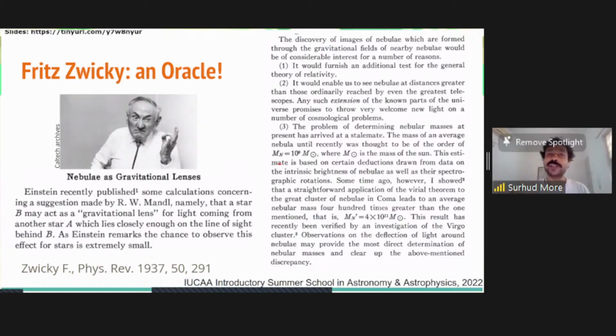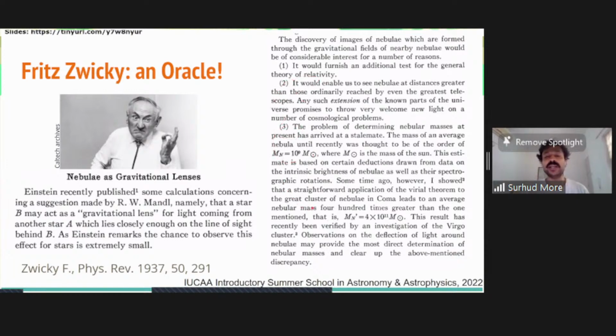He was really an oracle or a visionary of sorts, because many of the things that he listed are things that we do right now. So he said it would furnish an additional test of the general theory of relativity, that is being done currently. He said it would also enable us to see galaxies which are very far away, which your ordinary telescopes cannot see. You would be able to see them because of this gravitational lensing. So lensing can act as a telescope and show you images of objects that you could not have seen otherwise. This is also something which is used actively right now.